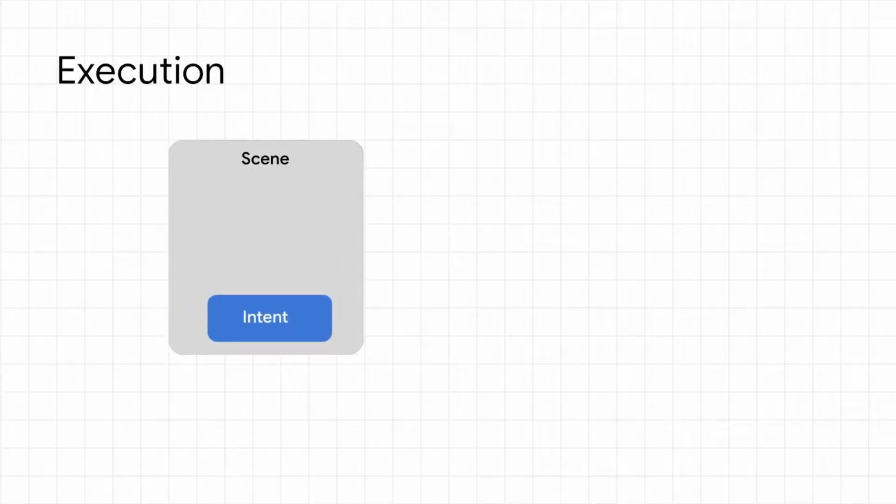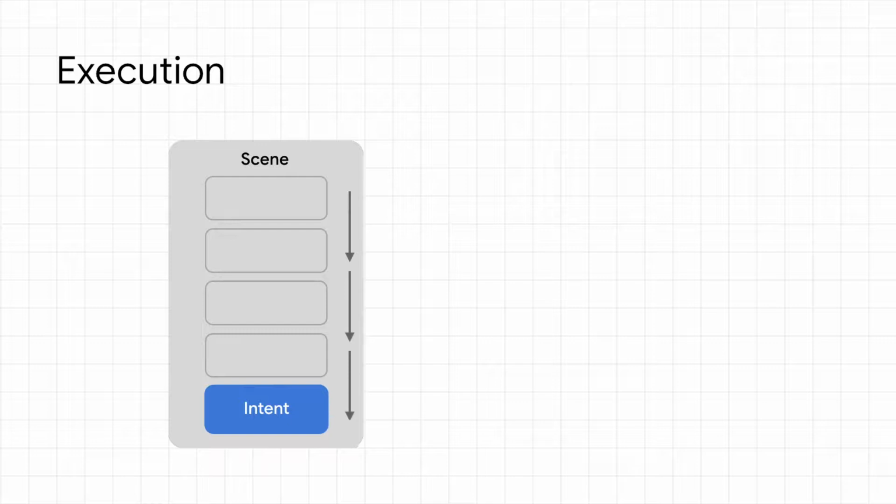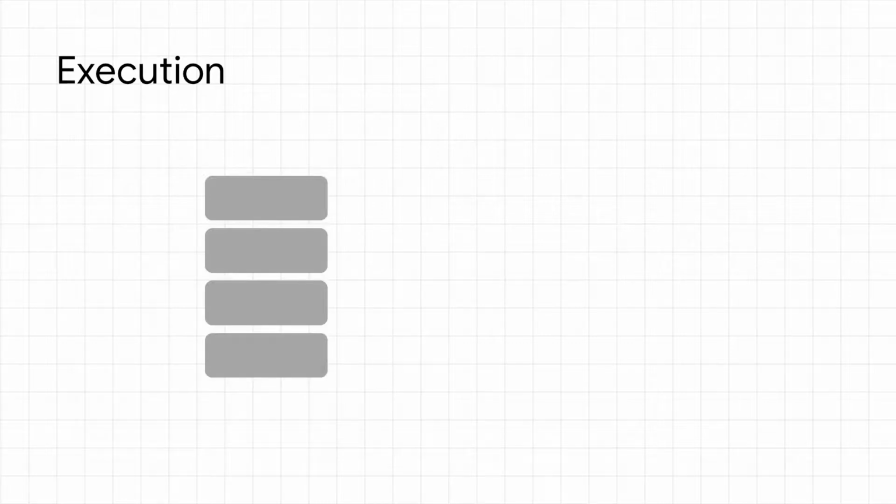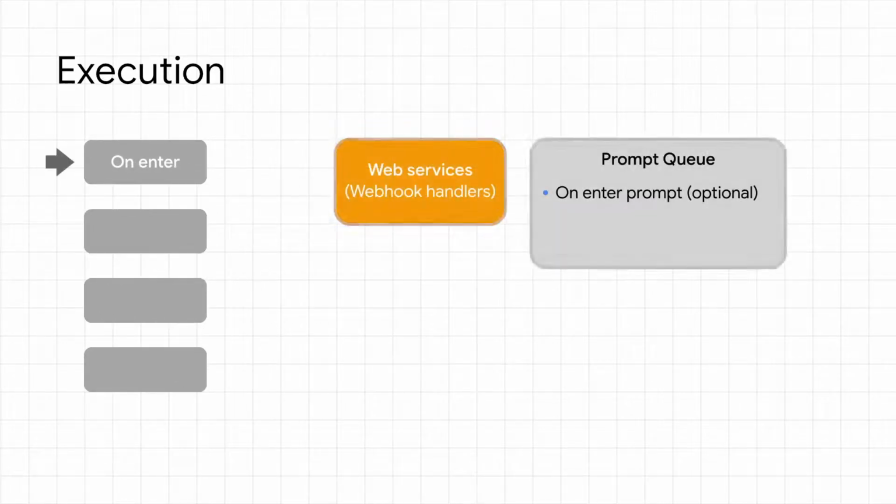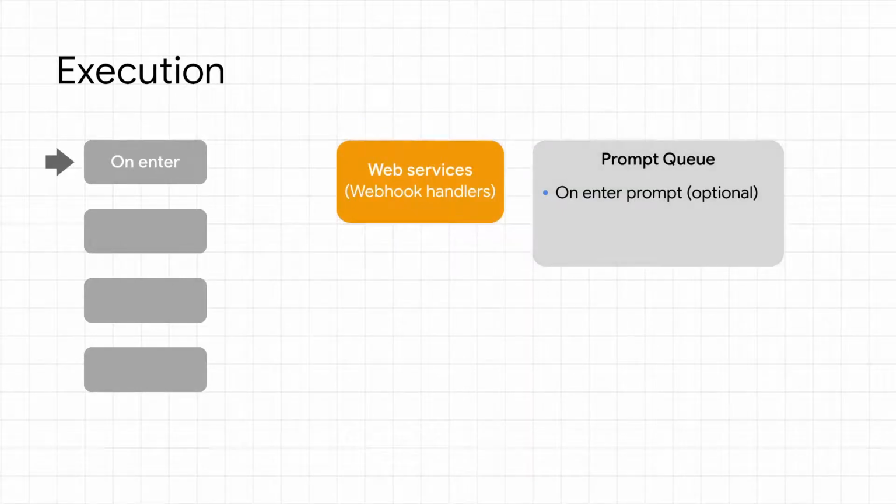A scene's lifecycle operates in a loop until a transition criteria is met. So let's dive into the lifecycle. When a scene is first activated, the onEnter lifecycle stage is activated. Here you can trigger a webhook event and add a prompt. Prompts are added to the prompt queue. The prompt queue will be delivered to the user later in the lifecycle, and the onEnter is only activated once and is not part of the loop.